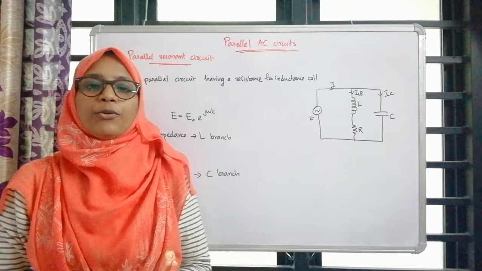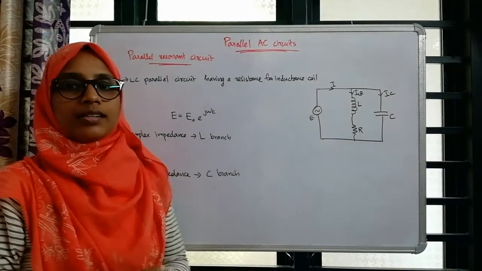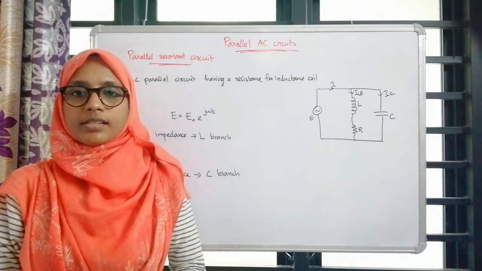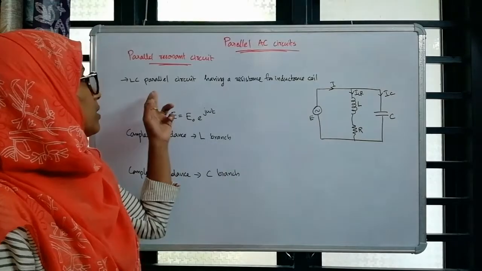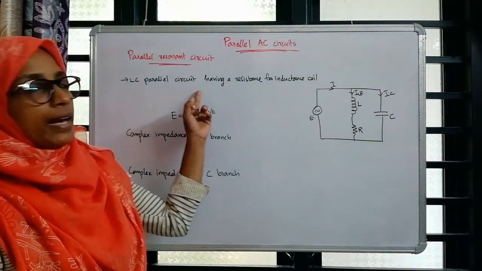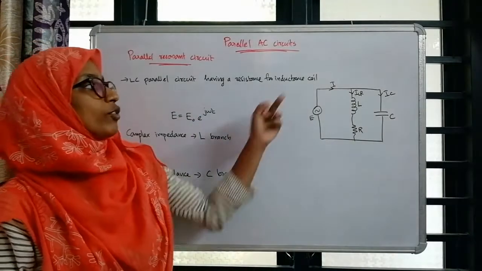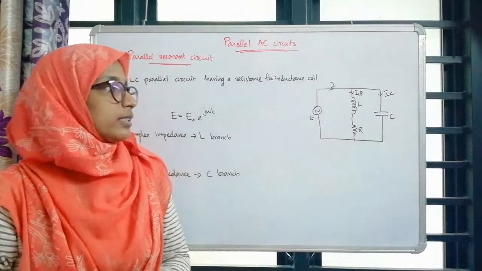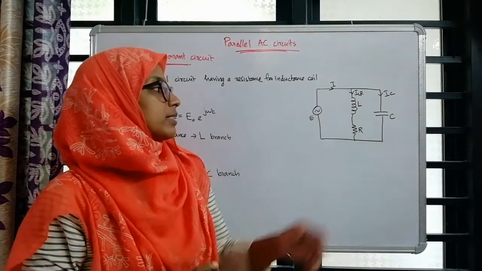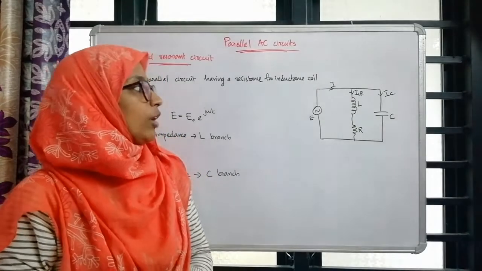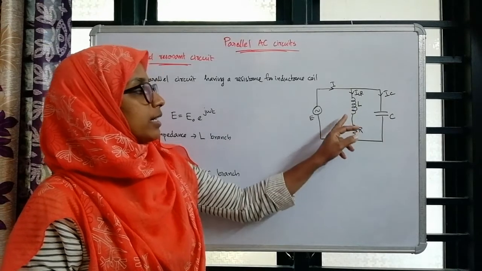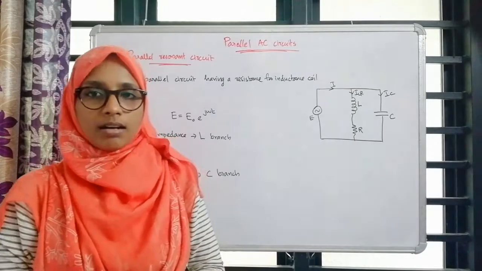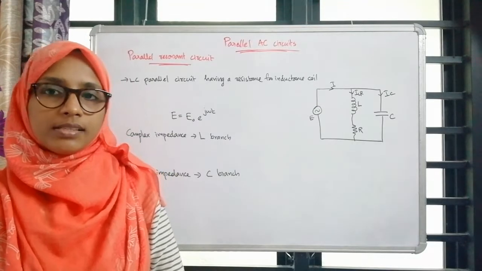Hi dears, now we can discuss the parallel resonance circuit. As we know, the series resonance circuit is a series LCR circuit. But a parallel resonance circuit is an LC parallel circuit having a resistance for the inductance coil. That is, a capacitance and inductance are connected in parallel with an applied EMF E, and inductance L is connected in series with a resistance R. This is the parallel LC circuit.